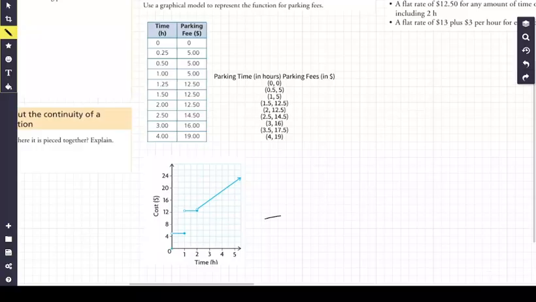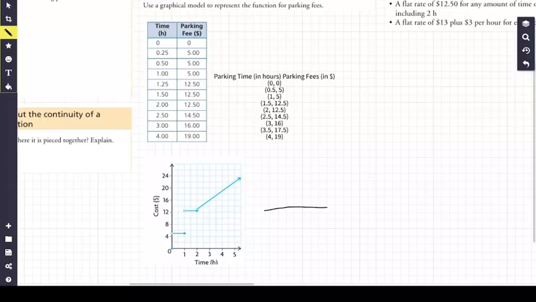But this function right here, when we have a piecewise, this is not continuous. Obviously not. When we have this, we have to lift our pencil to draw that segment, lift our pencil to draw that segment, and finally lift our pencil again to draw that segment. We have to lift our pencil 4 times to draw this function. This is not continuous.